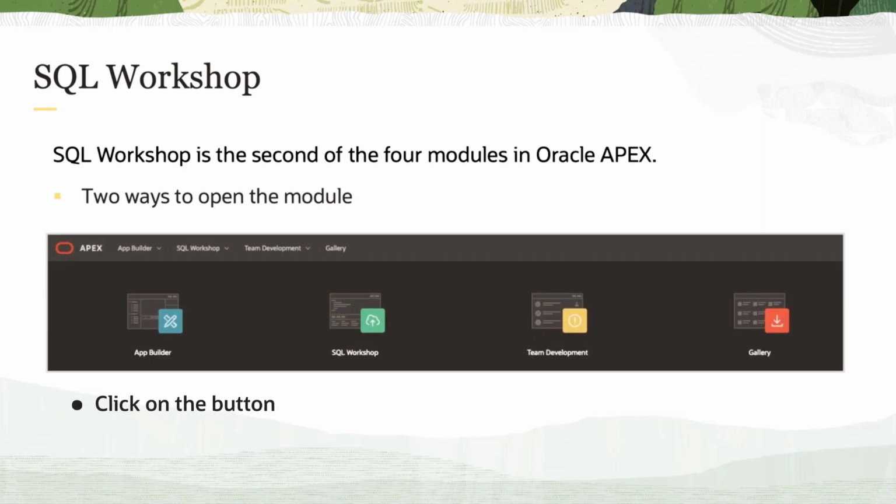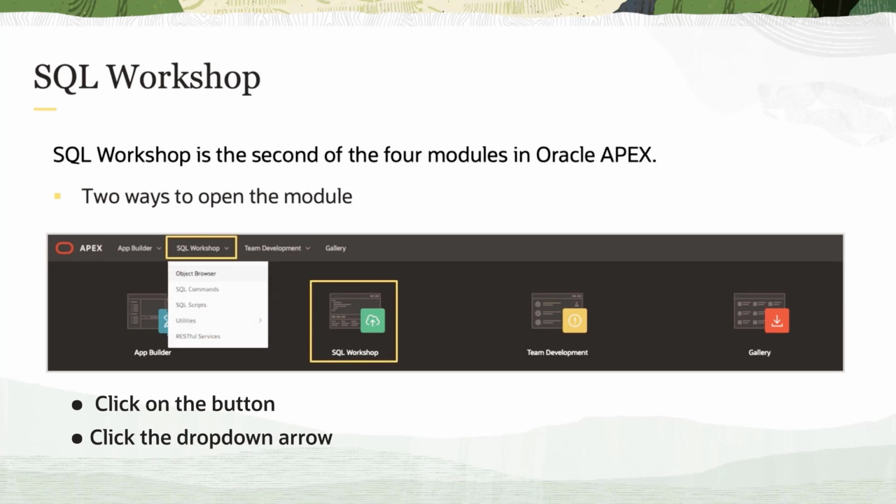You can click on the button, or up at the top you can click the drop-down arrow. So if you want to click on the button, that will open up another page. If you click on the SQL Workshop drop-down arrow, you'll notice that you have the option of going to several different places inside SQL Workshop. So the button method is more of a drill-down approach, and the SQL Workshop arrow method allows you to navigate quickly without having to drill through multiple screens.